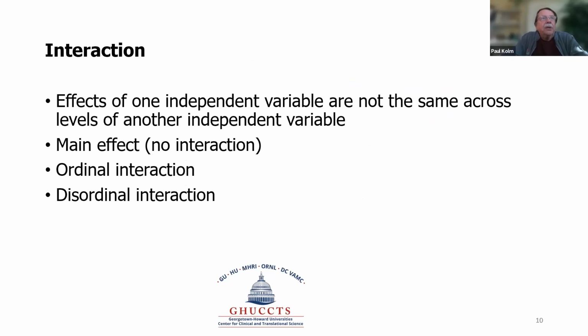So as I mentioned, an interaction means that the effects of one independent variable or one covariate are not the same across levels of another. If we have no interaction, then that's referred to as main effects. So in the previous example, we had a main effect of age. And we have a couple kinds of interactions called an ordinal or disordinal interaction.